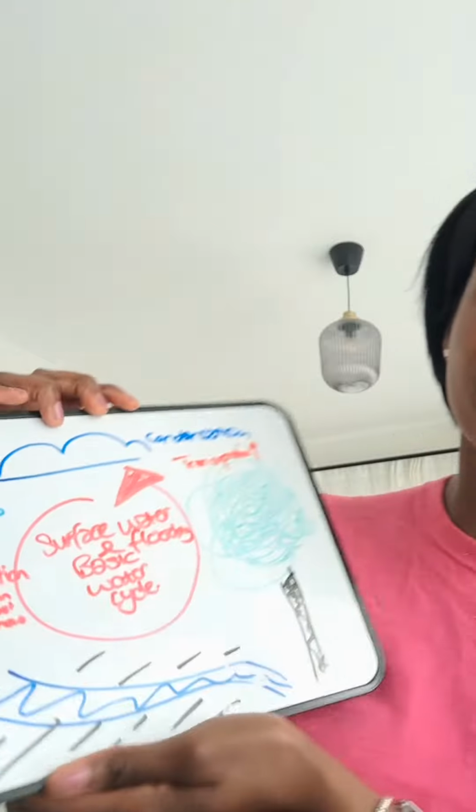Hi there and welcome to Everyday Science, and this week we're going to be learning about the science of the water cycle and surface water flooding. So let me introduce my diagram.